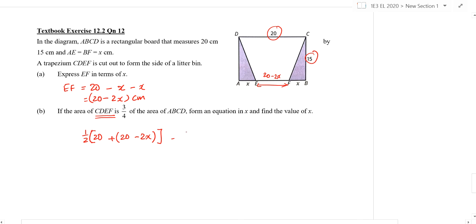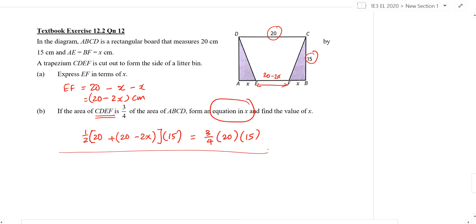This is equal to half times the sum of the parallel sides multiplied by the perpendicular height. So we missed out the 15, and this is equal to 3/4 of the area of the rectangle, which is simply 20 multiplied by 15. This is our equation in X. Okay, form an equation in X and find the value of X. So looking at this, we have one equation with only one unknown of X. So let's go ahead and solve it.